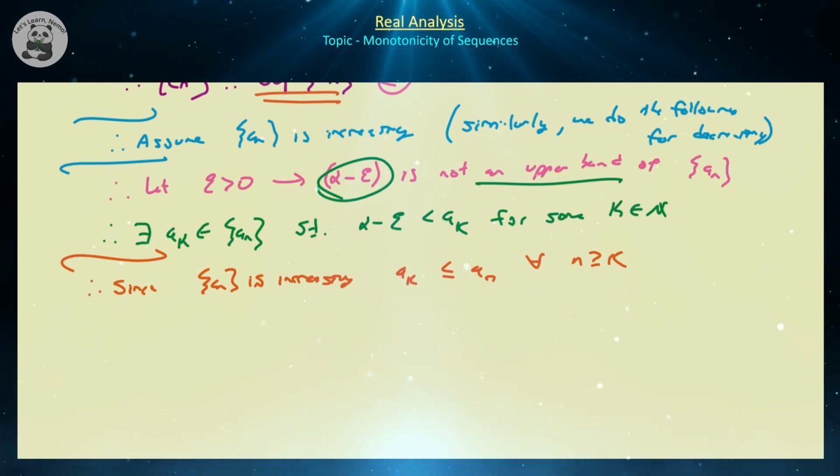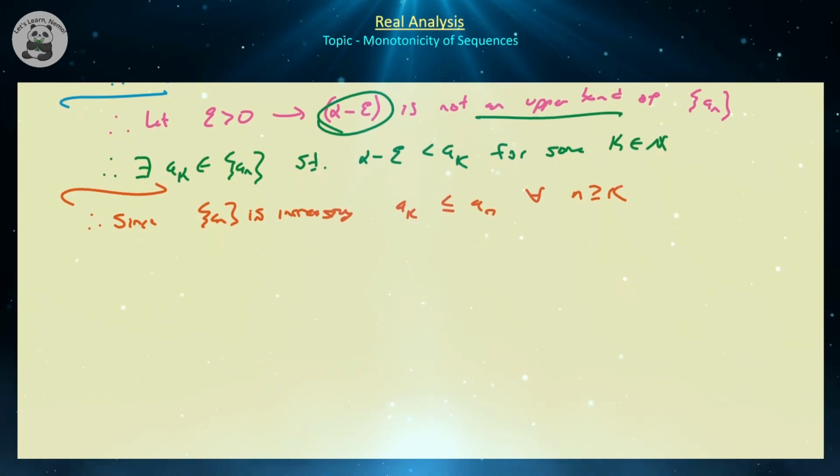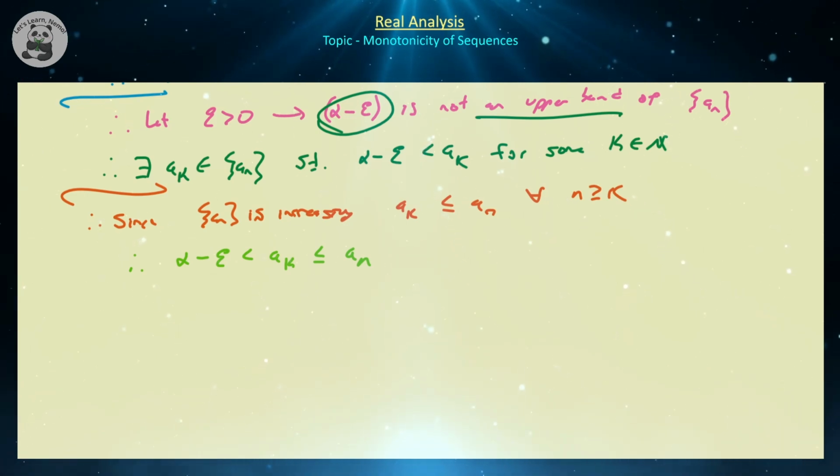And of course, if you're trying to prove this for the decreasing version, then you're going to have that ak is greater than or equal to an for all n greater than or equal to k. So if that is the case, then what do we have? We already have that alpha minus epsilon is less than ak for some k in the set of natural numbers. We have that an is an increasing sequence, so we know that ak is less than or equal to an for all n greater than or equal to k. We know that alpha is the least upper bound, so we know that an is always going to be less than or equal to alpha, and by properties of reals, we know that alpha is less than alpha plus epsilon.